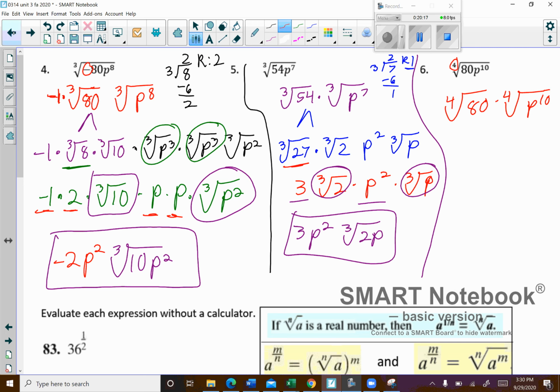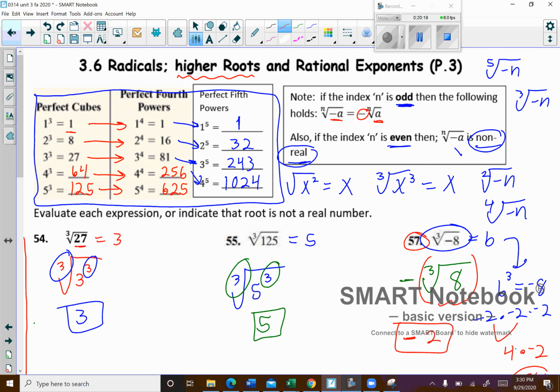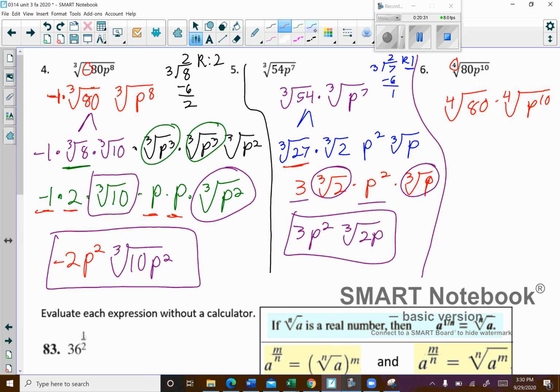So I'm going to go back a page real quick. So I'm going to look at my perfect fourth roots. And so let's see, is 80 divisible by 81? I'm so close right there, but that won't work. But 16, yeah, you know what? 16 will divide into 80. So 16 divides into 80 5 times. So I can break this up into the fourth root of 16 times the fourth root of 5.